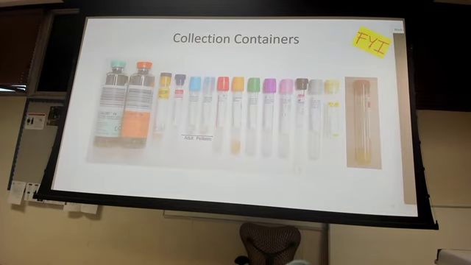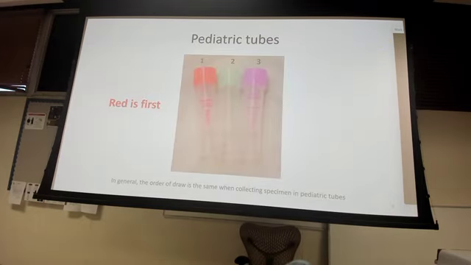All right, and here's some more containers. So you see the ones off to your left there. Those are those blood culture tubes that we send to micro. And then we will talk about each one of these tubes. These are just some pediatrics. Make sure if you're drawing from peds and you have to draw multiple tubes on the babies, you're always doing red, then green, and then purple.